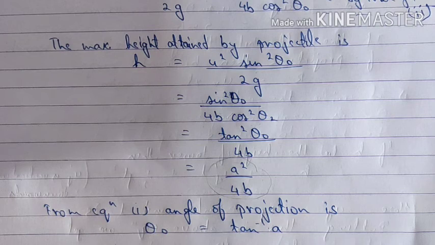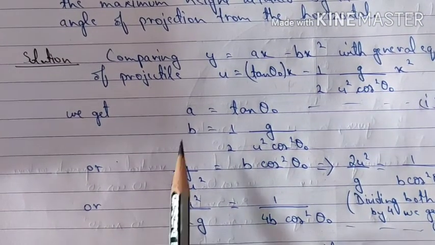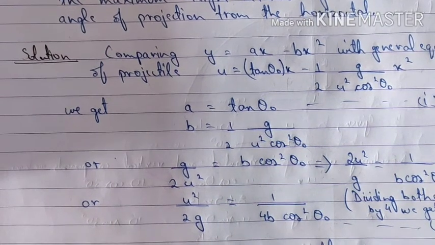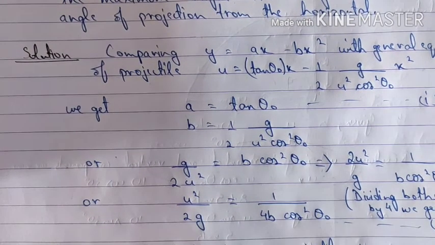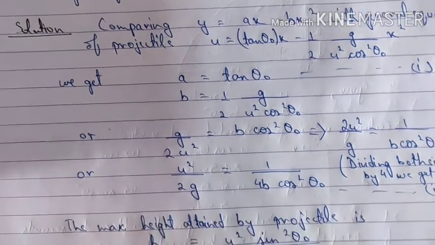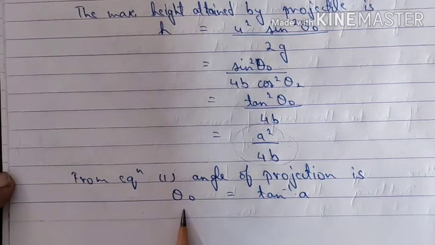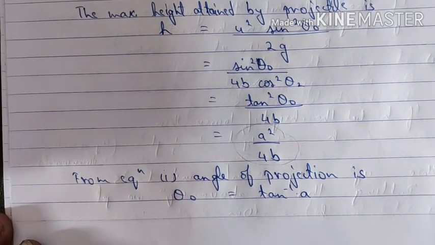Now, also, if you remember, in equation 1 we got a is equal to tan theta naught. So from here we can calculate the value of theta naught, which will be equal to tan inverse of a. So the angle of projection becomes theta naught is equal to tan inverse a.